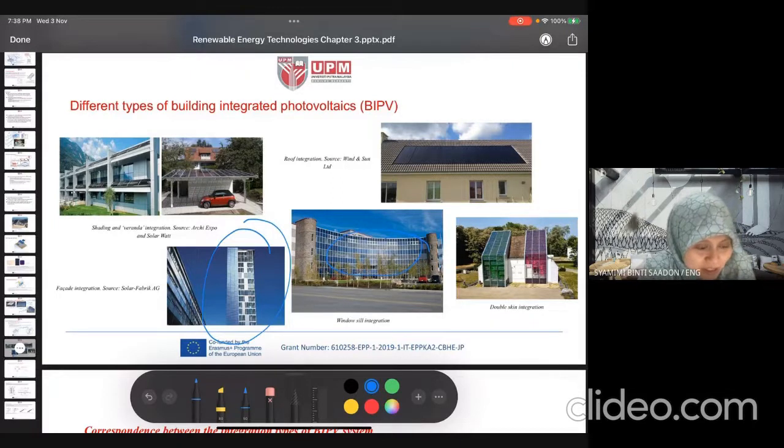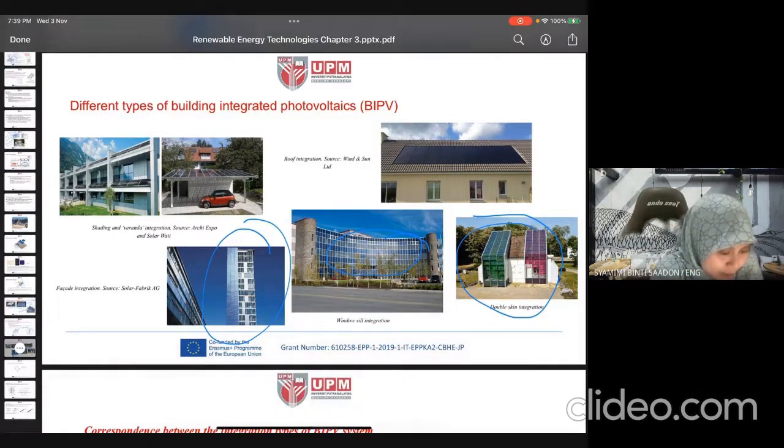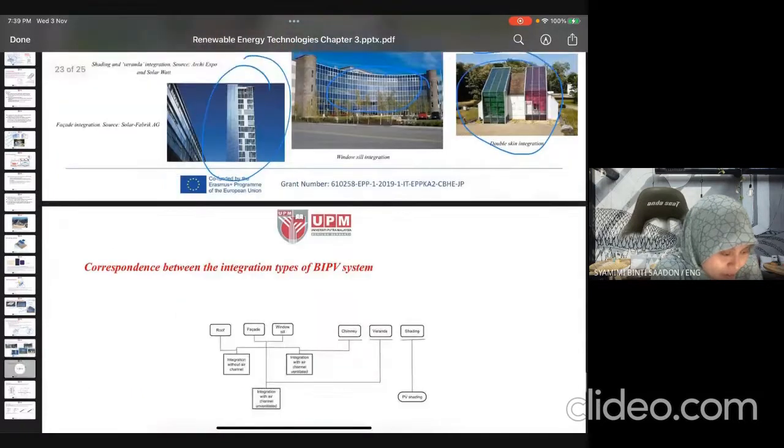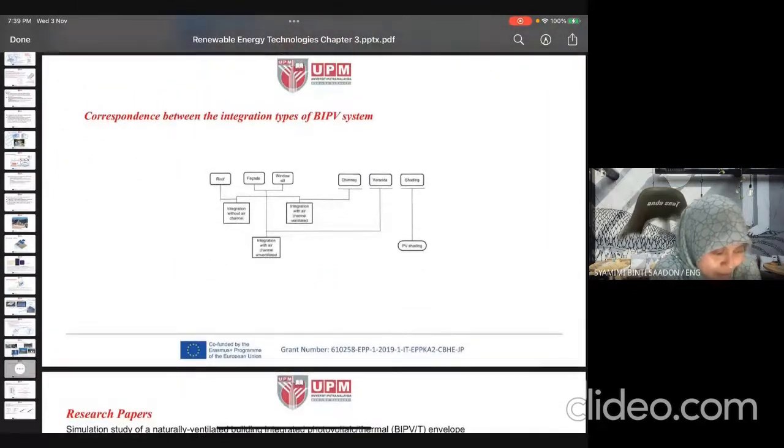Window sill integration is at the window, like a window. Some university buildings, my university building before this, had this window sill integration of photovoltaics. And this photo is actually the double skin integration. This was my experiment during my PhD. This is the prototype that our team has done, double skin integration. Actually I don't have many slides left, just a few.